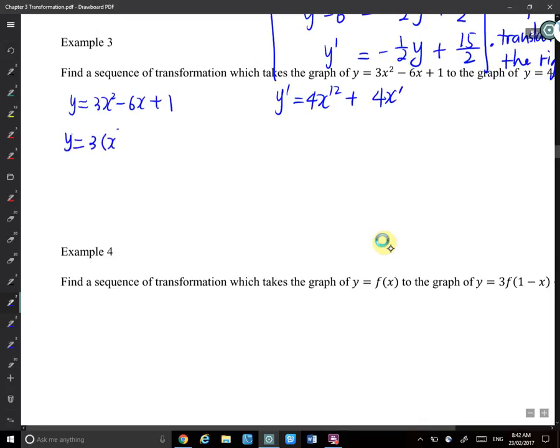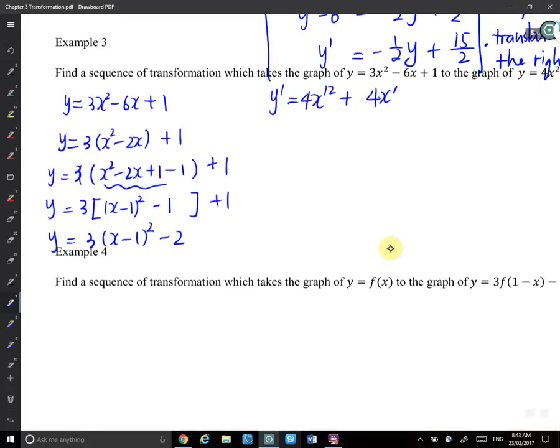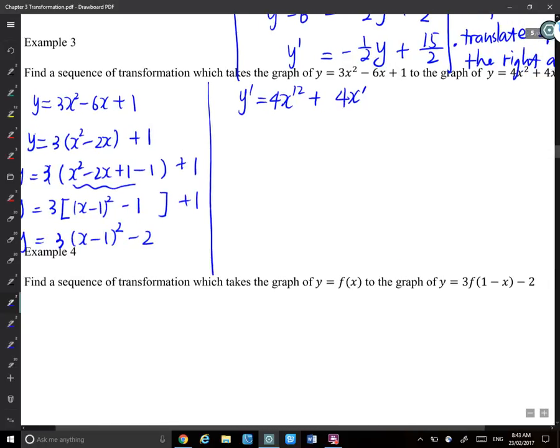So take the 3 out, so x squared minus 2x. I'll leave the plus 1 outside. So I have y equals 3 x squared minus 2x plus 1 minus 1, and plus 1 outside. So y equals 3, you have the brackets still, and those can be factorized. It's x minus 1 squared, subtract 1, and plus 1 outside. So y equals 3 x minus 1 squared, subtract 3 plus 1, which is subtract 2. Okay, that's this one.